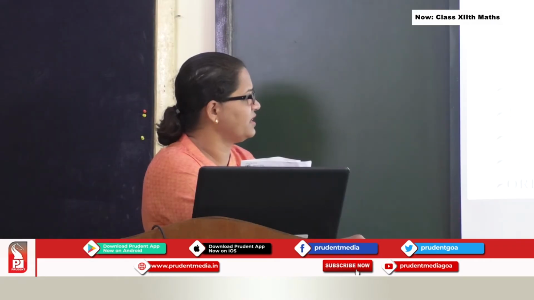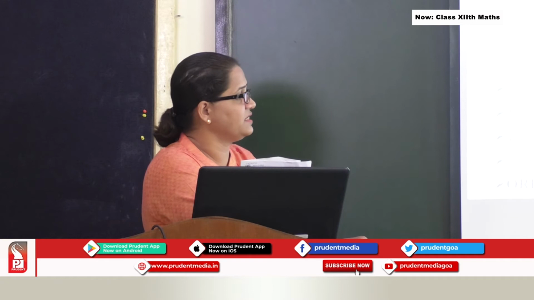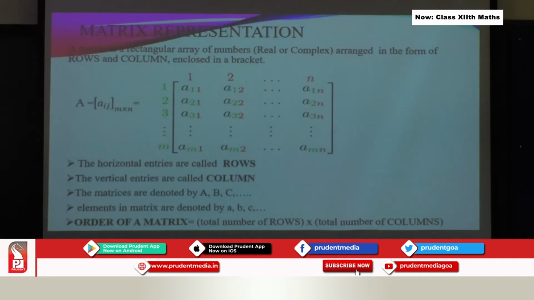Now let's proceed further. Order of matrix. This is a very crucial definition. What do you understand by order of matrix? If you look at this last entry, that is Amn. So mn represents m number of rows and n number of columns. So what do you understand by order of matrix? It is the total number of rows into the total number of columns.